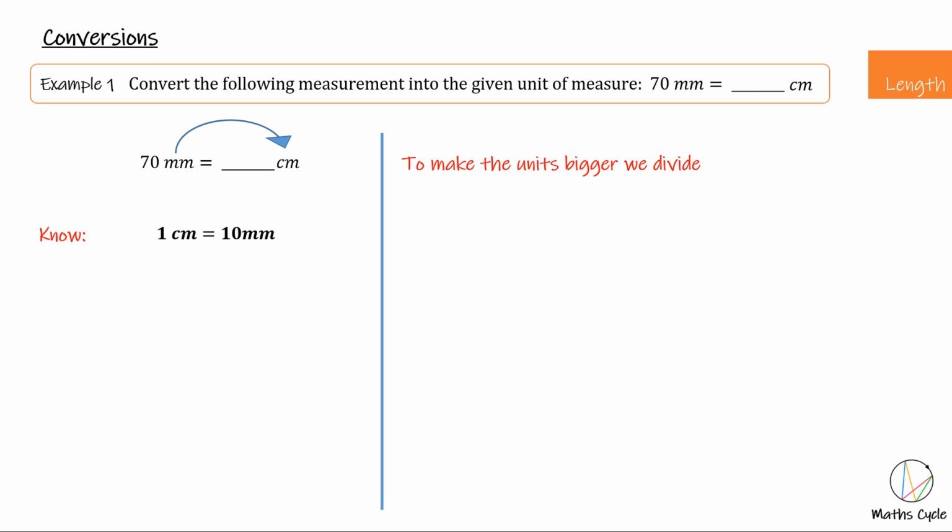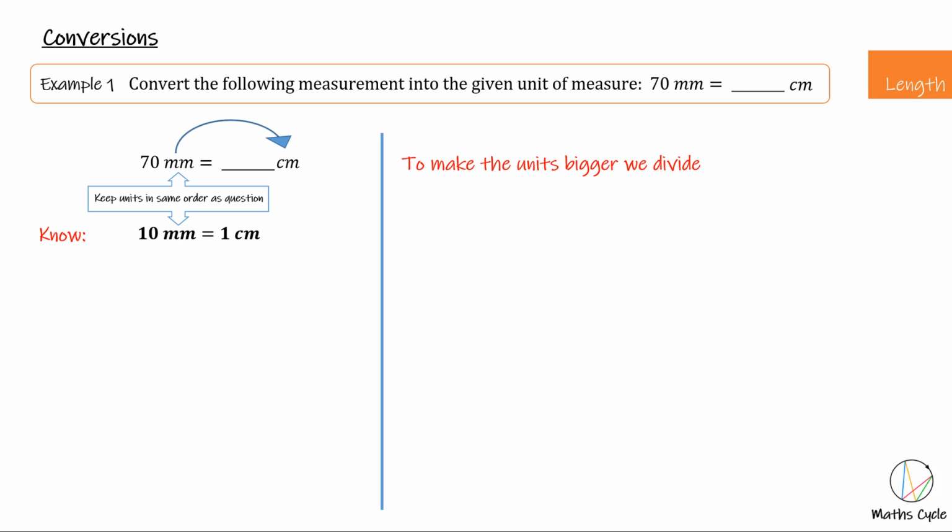Now what do I know about millimeters and centimeters? I know that 1 centimeter is 10 millimeters. But if I look at this here, my units are not the same. I don't have them lined up properly. And it's better to keep the units in the same order as the question. So I'm going to flip that. Instead of saying 1 centimeter equals 10 millimeters, I'm going to say 10 millimeters equals 1 centimeter.